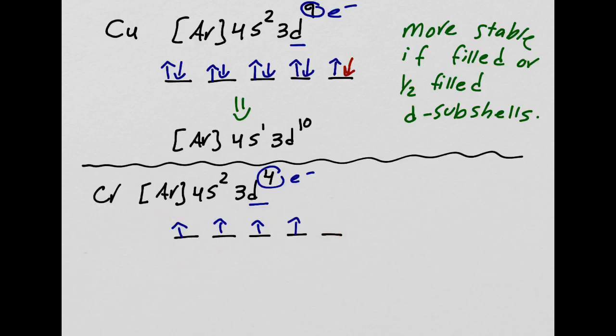So it was worth it to spend the energy to get one electron from the s orbital, so you end up having a half-filled subshell. You just want one more. So the actual electron configuration for chromium is argon 4s1 3d5. These are the exceptions.